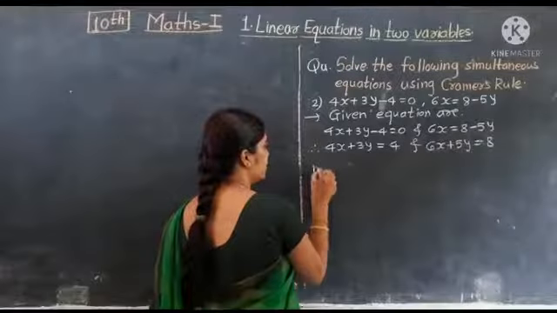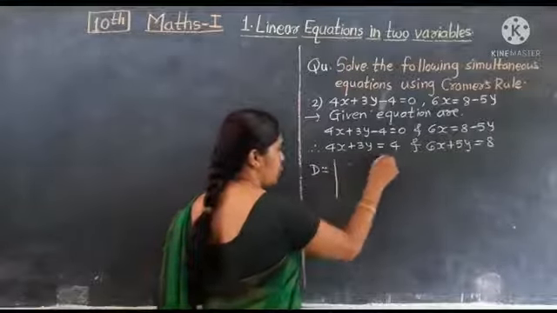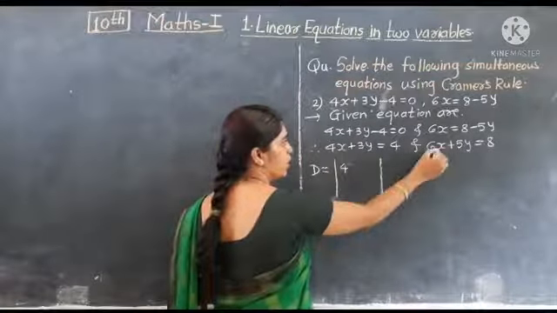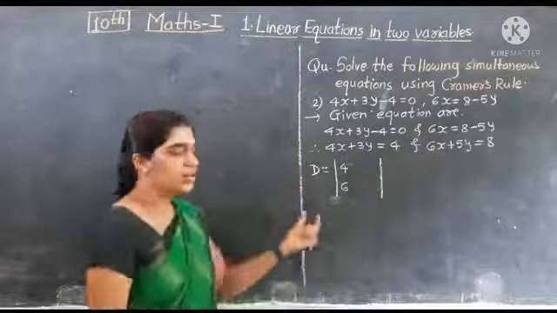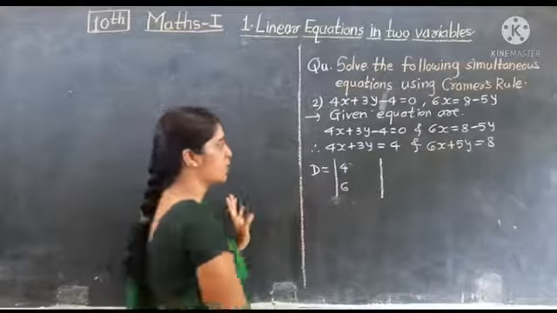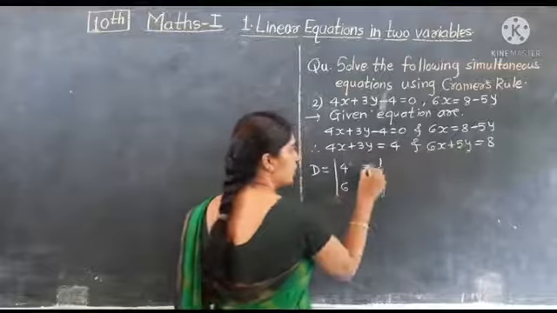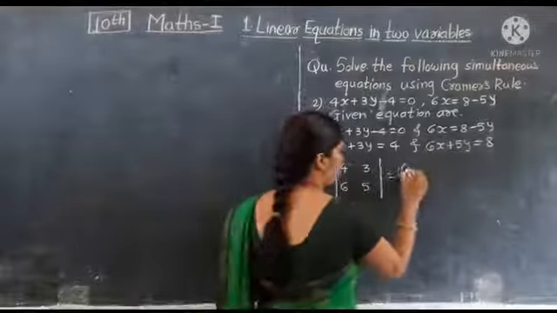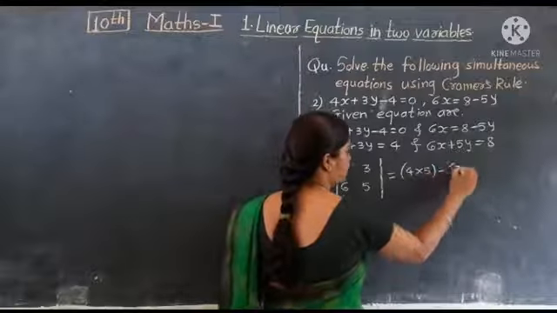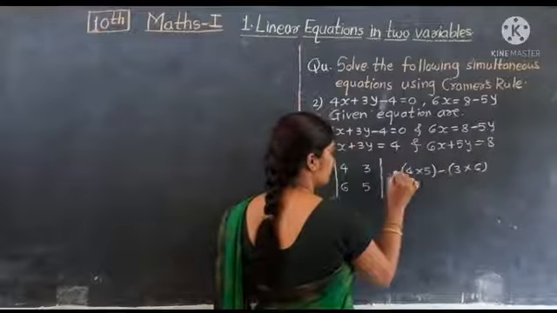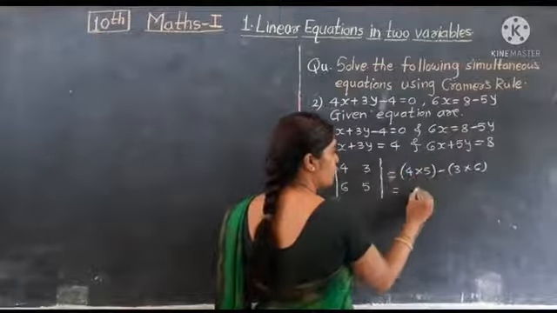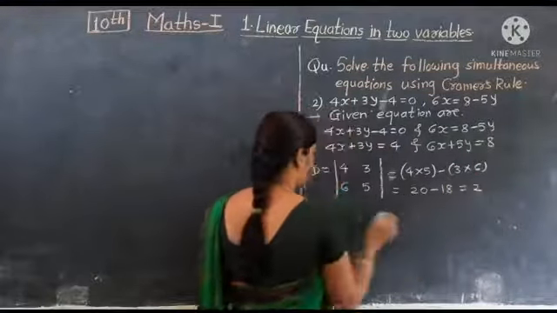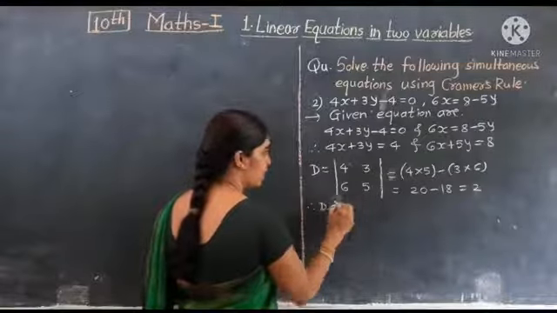Now you find d first. How to find d? Coefficient of x and coefficient of y. What is the coefficient of x? 4. Here coefficient of x is 6. First column is of coefficient of x. Second column is of coefficient of y, 3 and 5. So you simplify 4 into 5 minus 3 into 6. 4 5s are 20 minus 18 is equal to 2. Therefore, you get the value of d as 2.